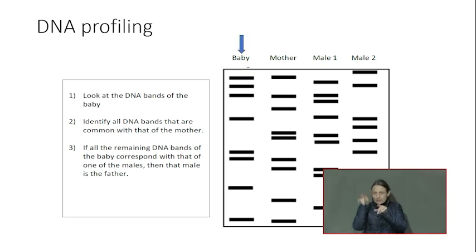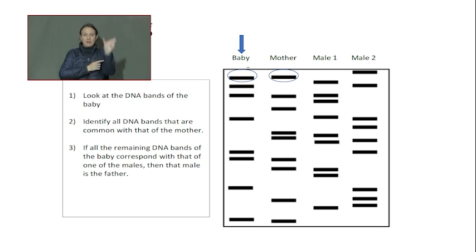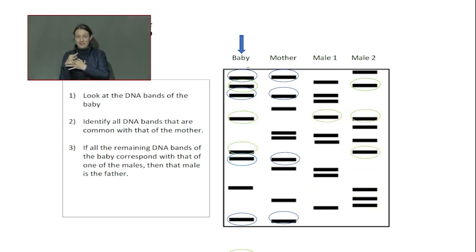So we have the baby. When we look at the baby, these are the bands that match with the mother. These ones also match with the mother. And then these ones in green match with the father. And then we count. We have male 1 and male 2. Who is the father between male 1 and male 2? It's male 2, right? Why is he the father?